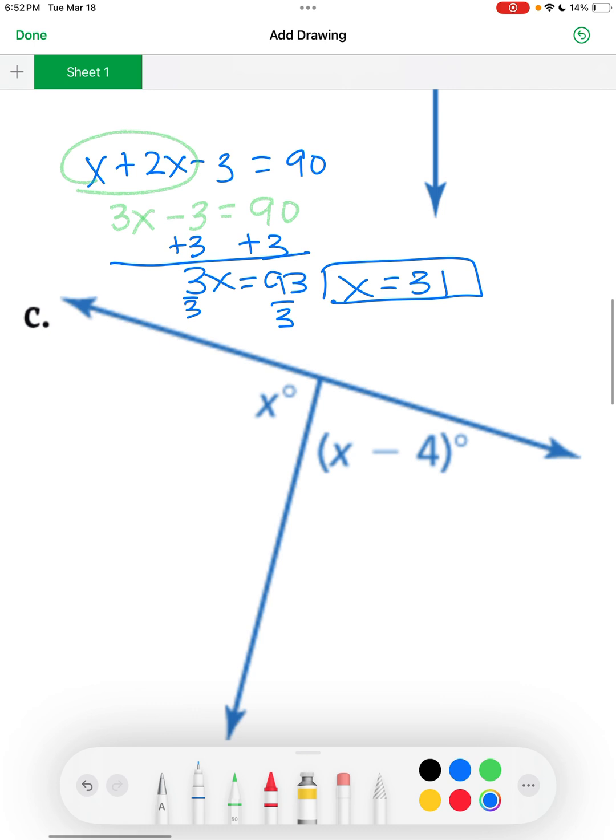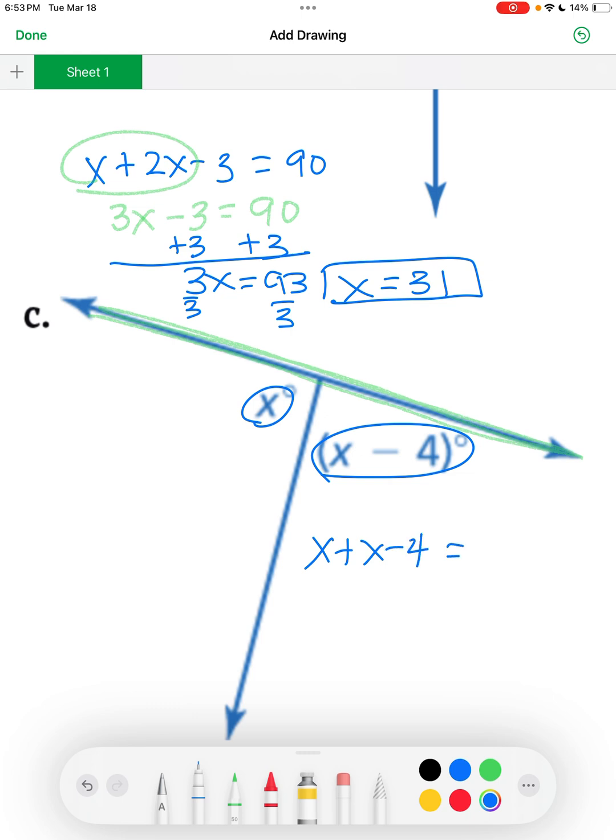Okay, taking a look at this next one. Notice I went from 90 degrees to 180 degrees. How do I know? Well, I know that I have a line, and this line right here gives me that 180 degrees. So we're going to write our equation. I know that this plus this is going to equal 180 degrees.